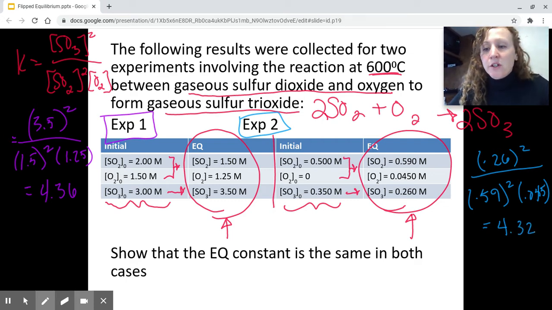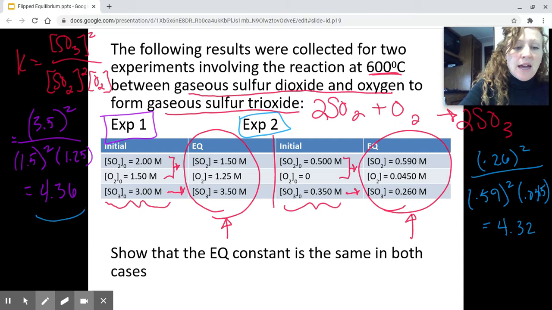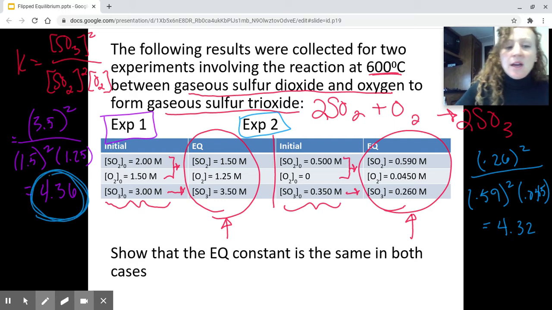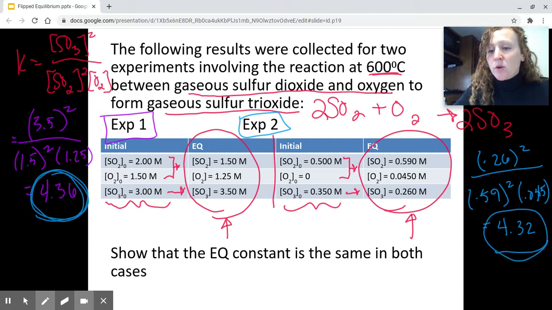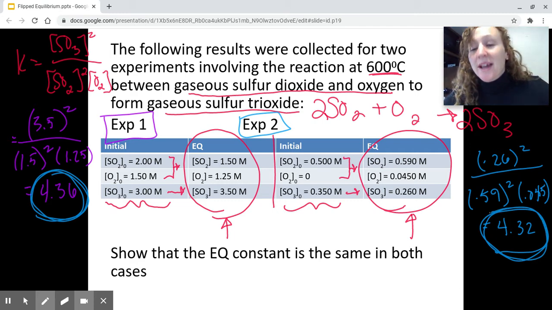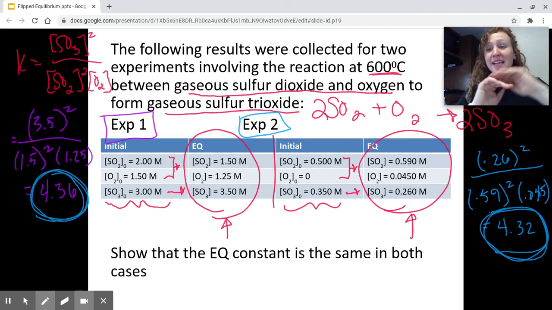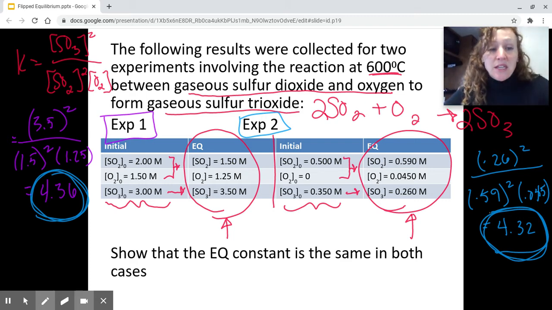All right, in the first experiment, I got 4.36 as my K. And in the second experiment, I got 4.32 as my K. So again, they're not exactly the same. I mean, they do break down when it gets to the hundredth place. But they are really close.